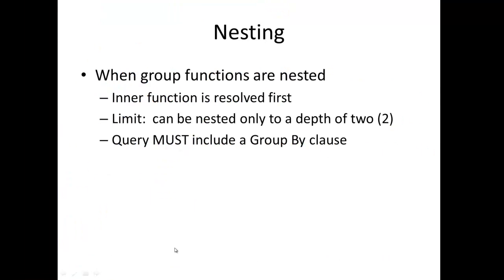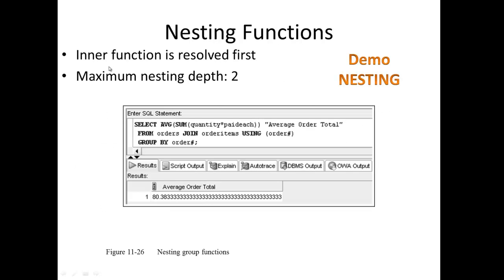Nesting. When group functions are nested, the inner function is resolved first. There is a limit. You can only nest 2 levels deep. The query must include a group by clause. Here's an example of nesting. Again, the inner function resolved first. This is an example of inner.